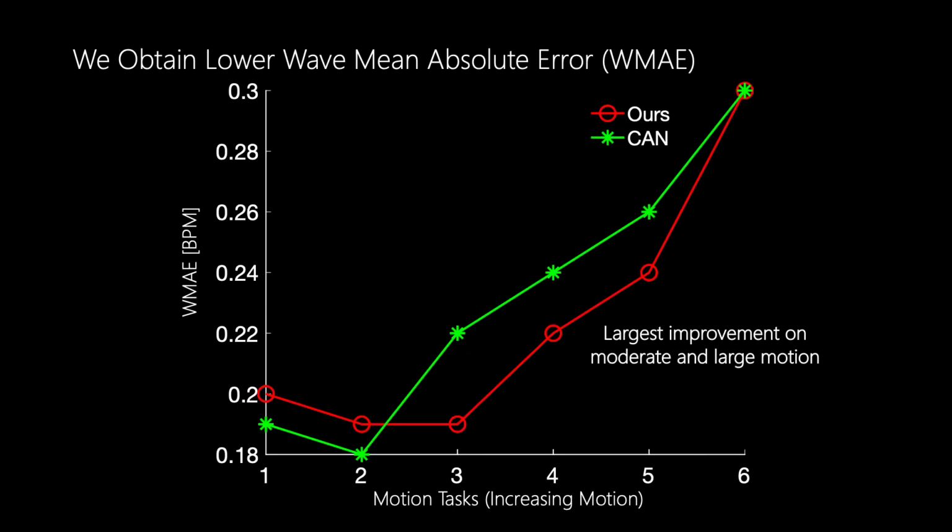We quantified how well our method matches the shape of the ground truth waveform by normalizing the waveforms and computing the mean absolute difference between the estimated and the ground truth waveforms. Our method performs better than the state-of-the-art convolutional attention network, especially when the head motion increases.